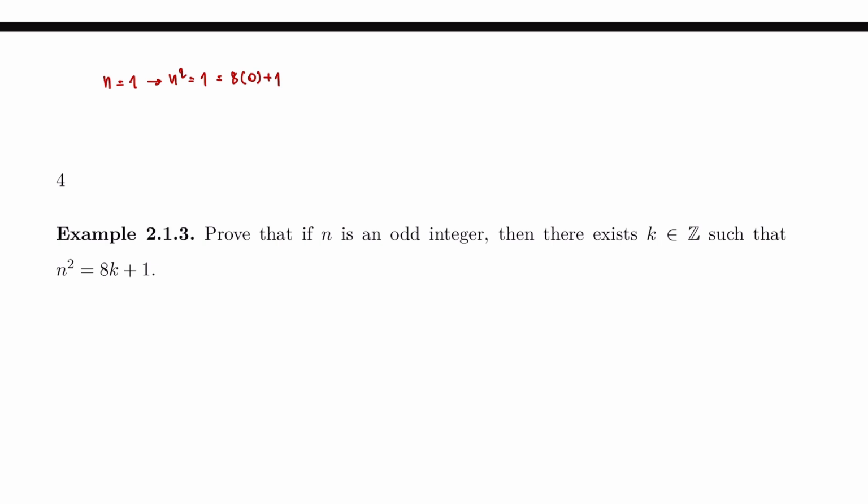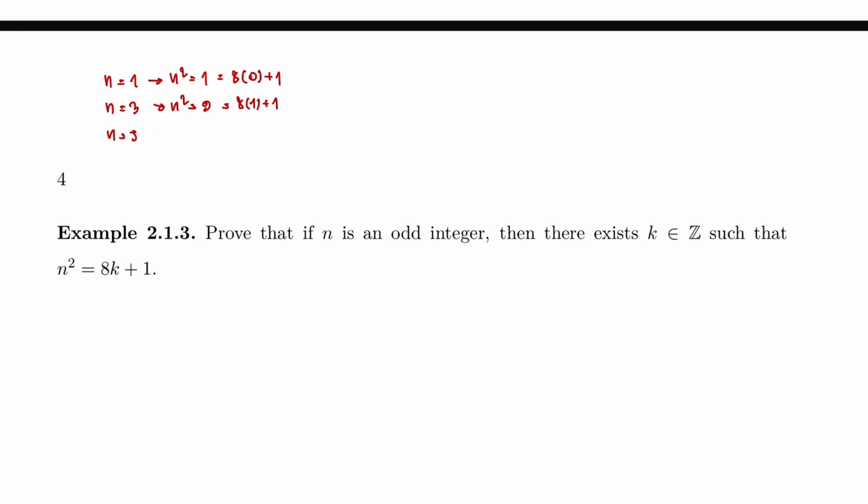Okay. And when n is 3, what do we have? n squared is 9. And what is 9? 8 times 1 plus 1. When n is 5, n squared turns out to be 25, which is 8 times 3 plus 1. Okay, and when n is 7, what do we have? n squared is 49. And 49 is 8 times which number? I can't figure it out right now. Maybe 6, okay? 6 plus 1.